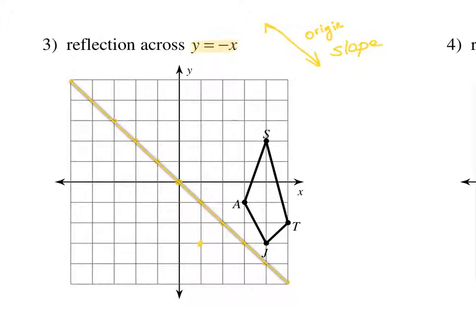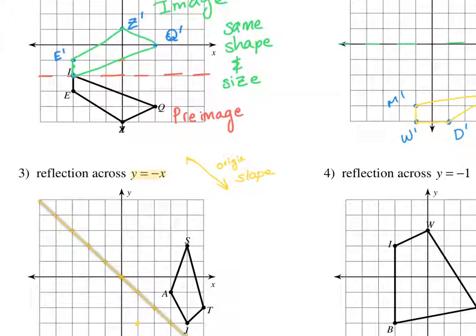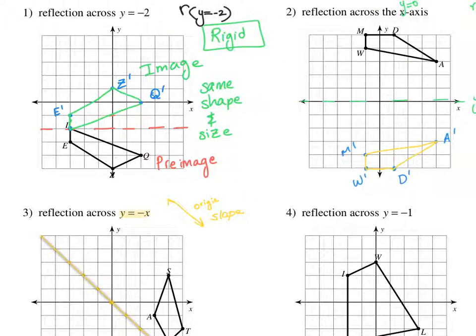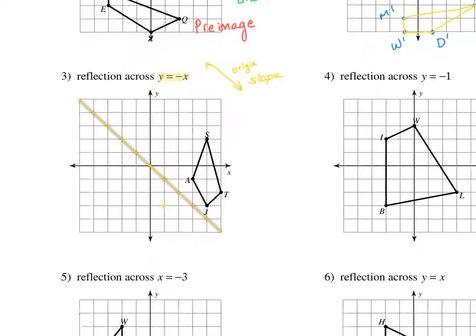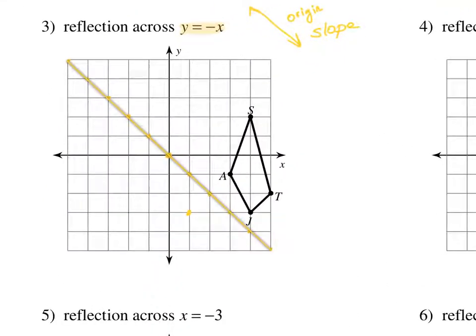So I need a more reliable method to figure out where the image is going to be, especially if the line is slanted like this. In number 1 and 2, I just simply counted because the line was horizontal, so it's easy to count how many spaces from the pre-image to the line of reflection. Even if the line is vertical, it's easy to count. But in this case, it is slanted, so I need a more reliable method. I'm going to start by writing down all of the coordinates of the points. So A is going to be 3, -1.